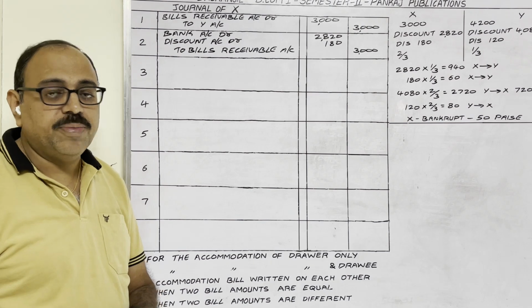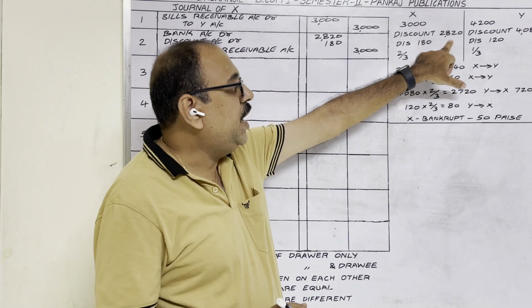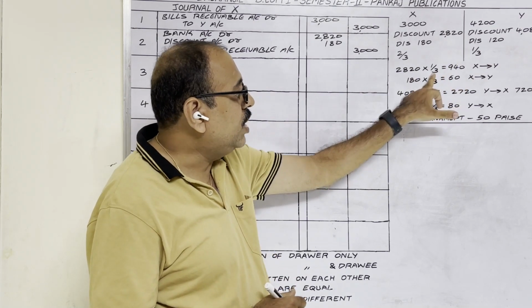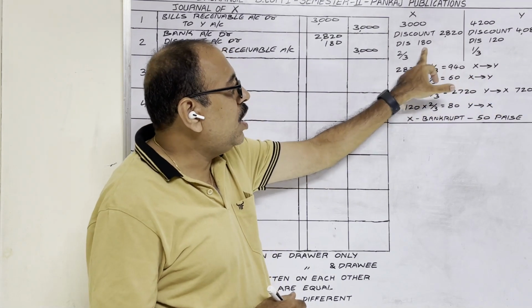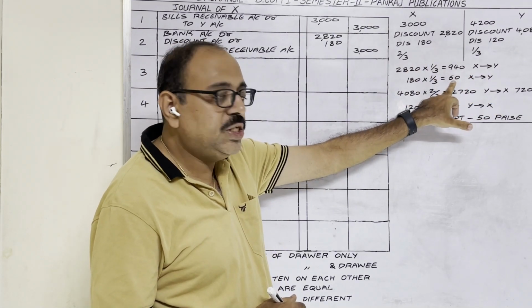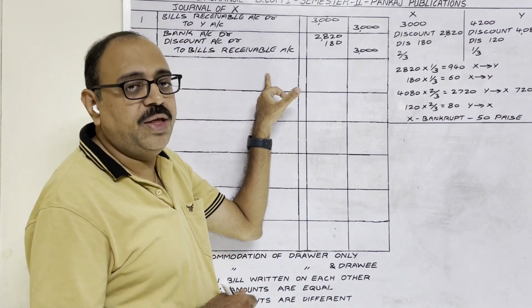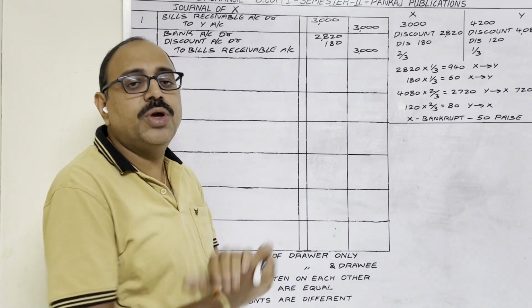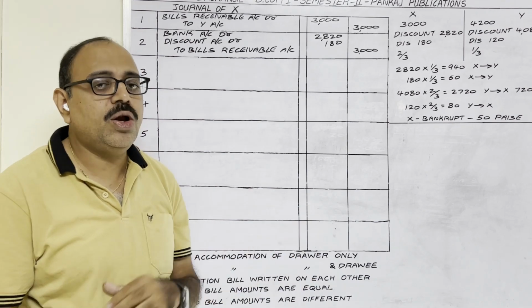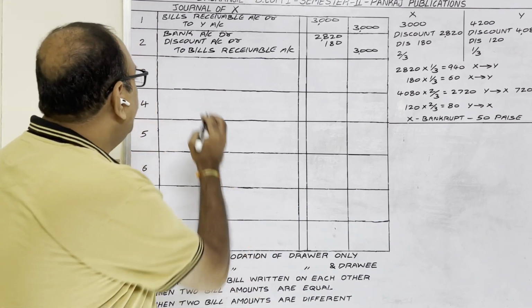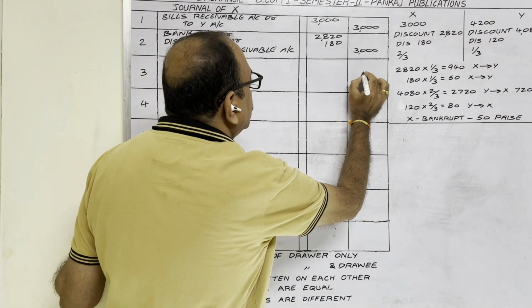Next entry is for what? This first bill we have discounted for 2820. In that, one-third amount, 940, we are giving to Y. In the discount loss of 180 rupees, one-third, 60 rupees, we are charging on Y. So for this we have to write the third entry. From X, cash is going now. Cash account is a real account. Real account rule: debit what comes in, credit what goes out. Cash is going. Therefore we have to credit cash account. 940 cash is going.